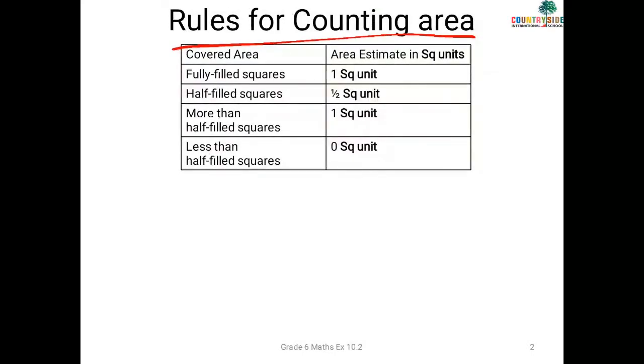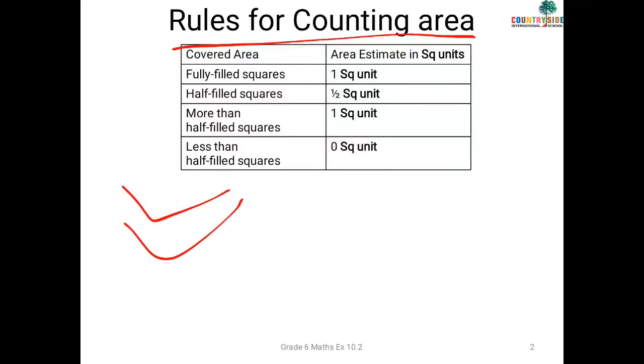So how can you count? See, if we have one full square, consider it as one square unit. If we have a square but it is half, that is half square unit. If a square is more than half, then also consider it as one square unit, and if it is less than half, consider it as zero. First of all, note down all these rules into your book, and when we start with the exercise you can clearly understand all these rules.